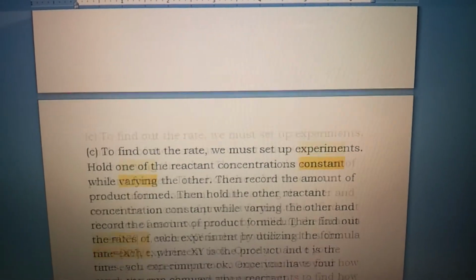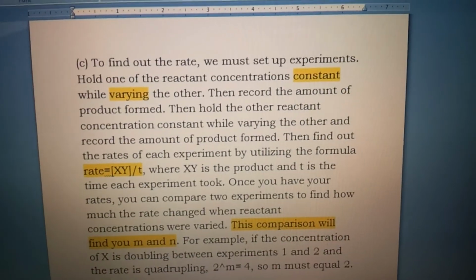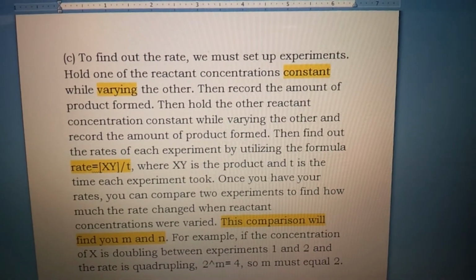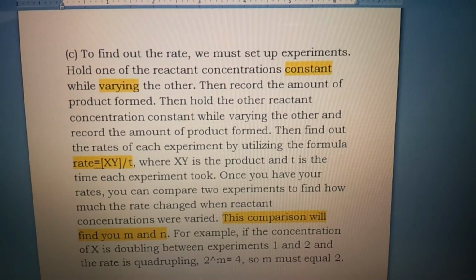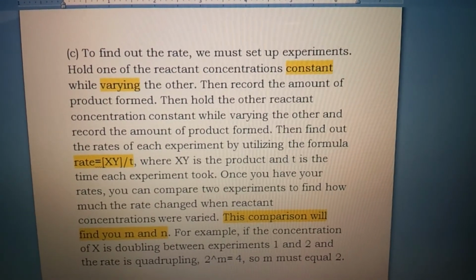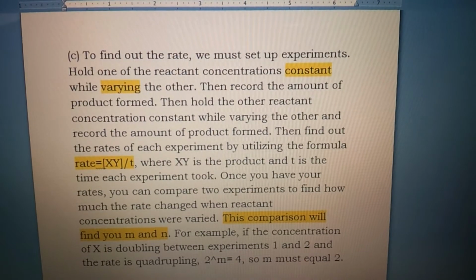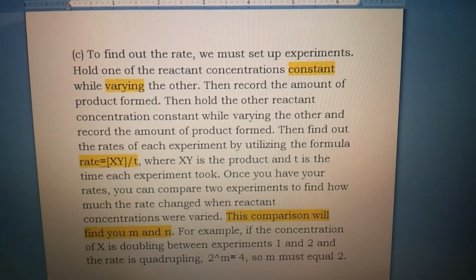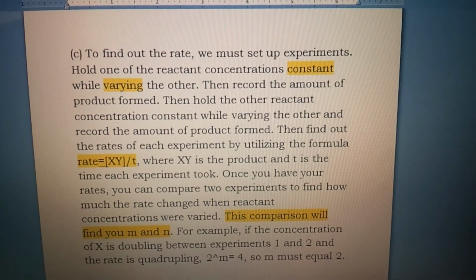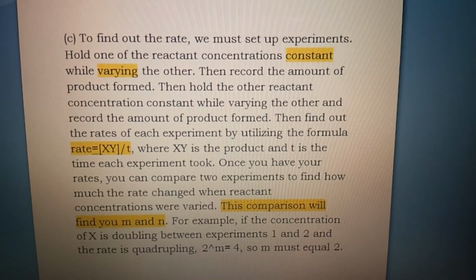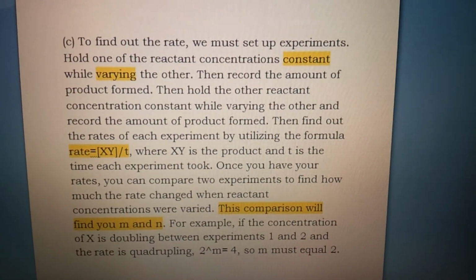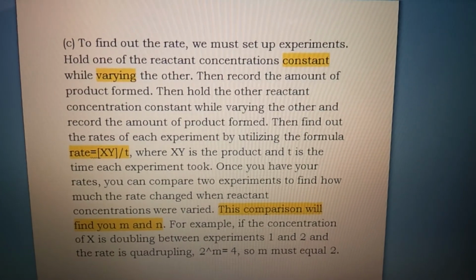For part C, to find out the rate, we must set up experiments. Hold one of the reactant concentrations constant while varying the other. Then record the amount of product formed. Then hold the other reactant concentration constant while varying the first and record the amount of product formed. Then find out the rates of each experiment by utilizing the formula rate equals concentration of product divided by t, where t is the time each experiment took.